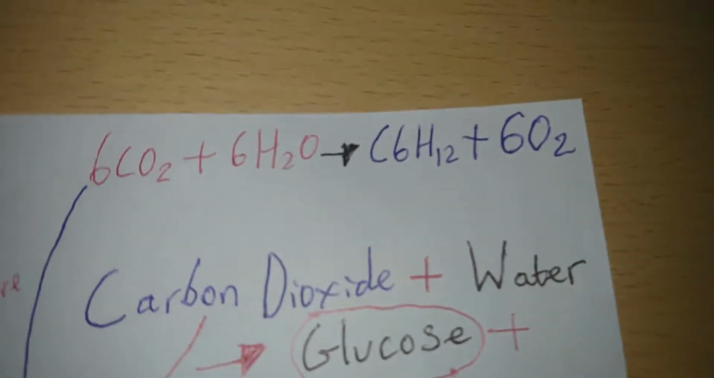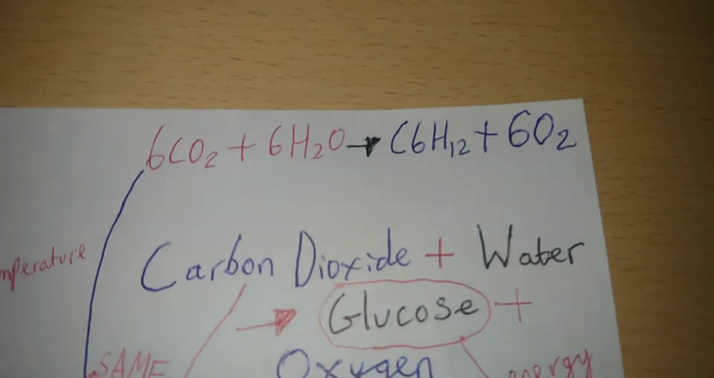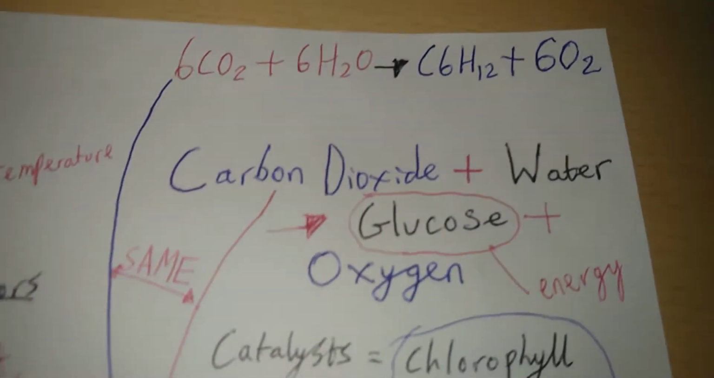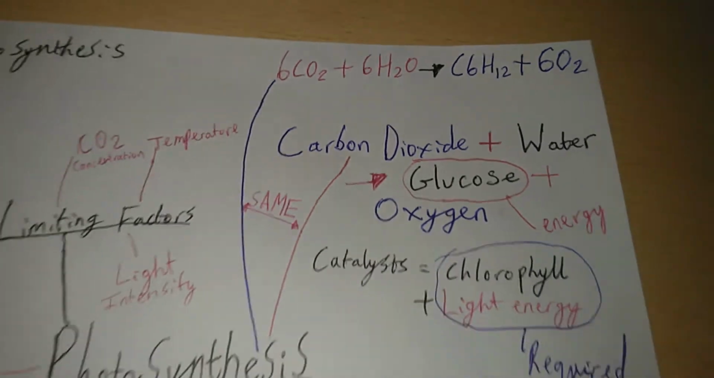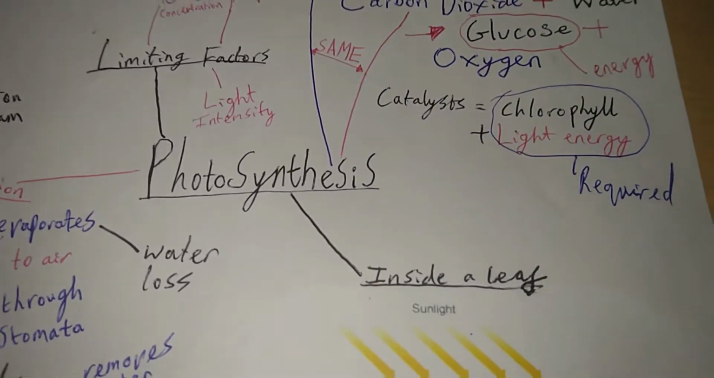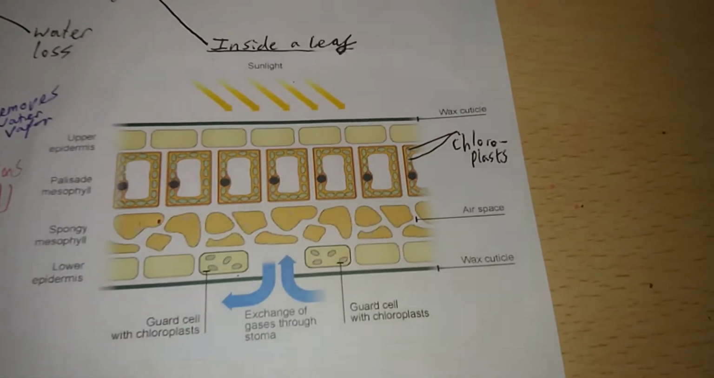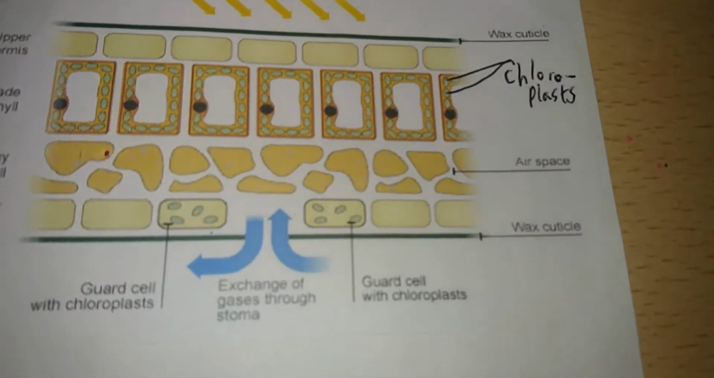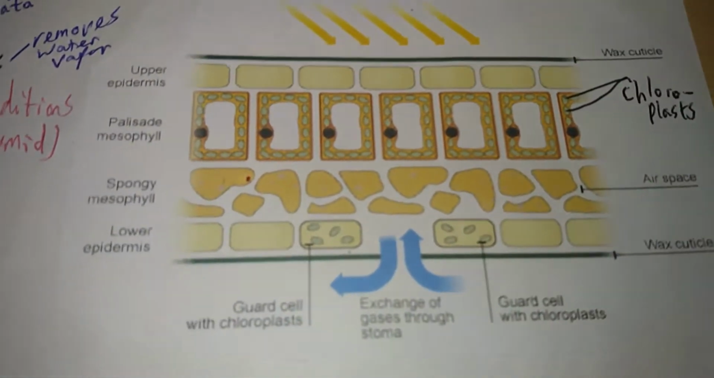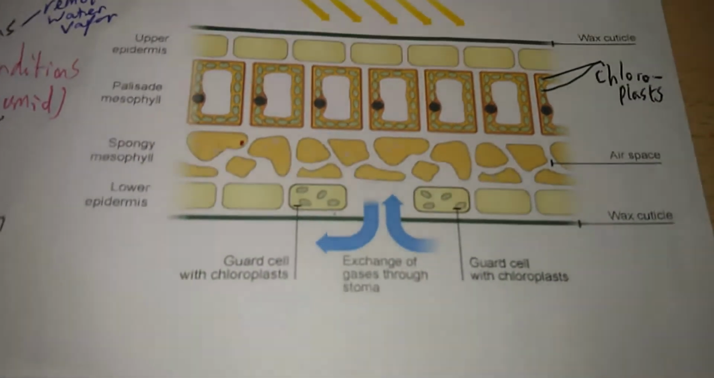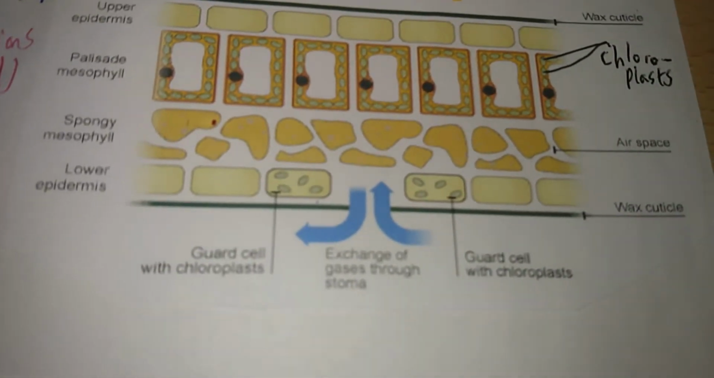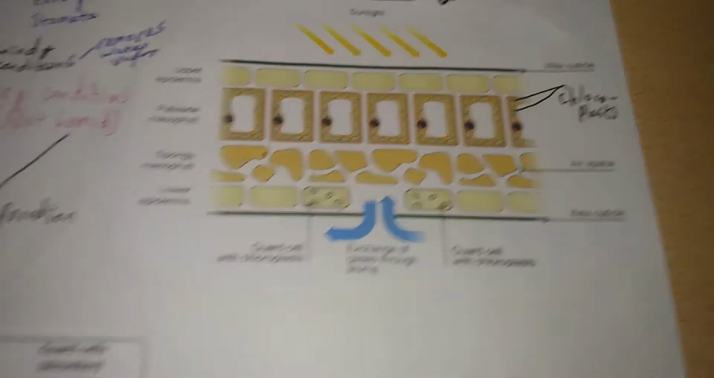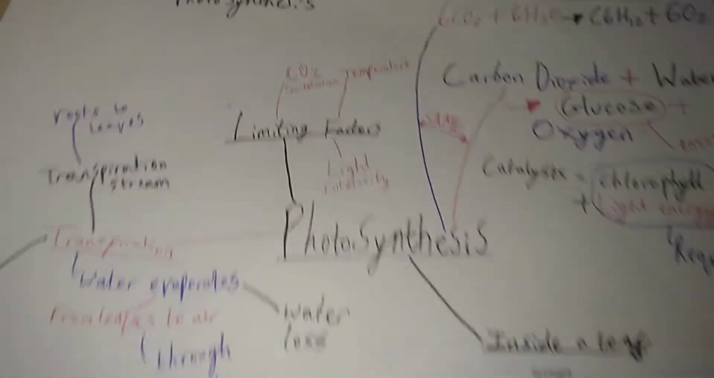And this is the chemical equation: 6CO2 + 6H2O gives C6H12O6 + 6O2. Very nice. So this is a diagram of what is inside a leaf. Those things there are the chloroplasts, which contain chlorophyll, the wax cuticle layer, the upper epidermis, the palisade mesophyll, the spongy mesophyll, lower epidermis, the guard cells. The guard cells are very important, as we'll get on to later.